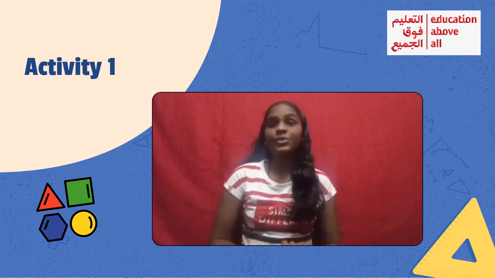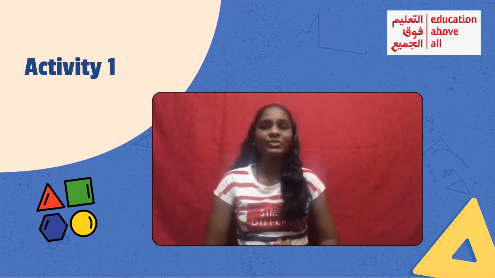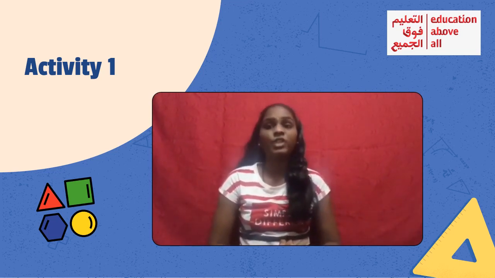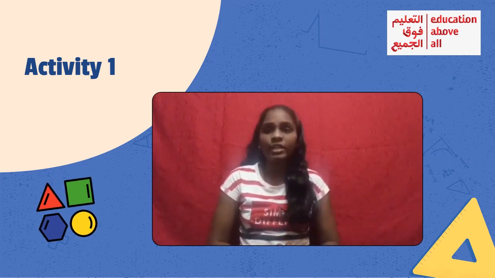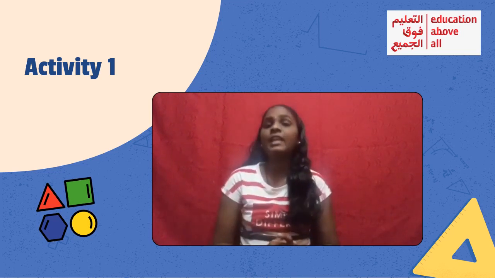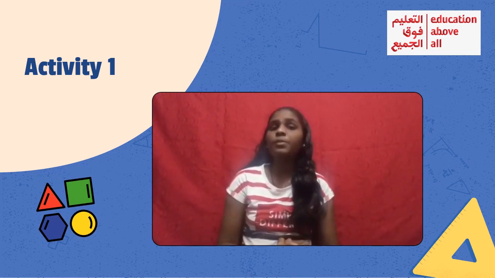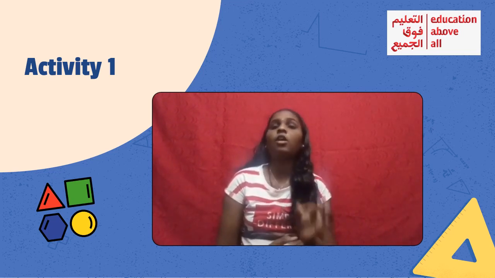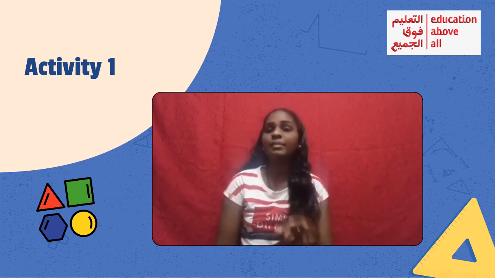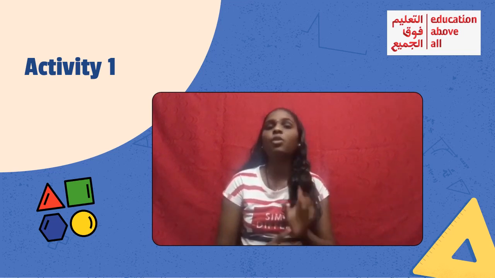Before getting into any activity, let me introduce you to the four basic shapes: triangle, circle, rectangle, and square. A triangle is made of three sides and it has three angles or corners. A circle is a perfect shape of a set of points that are all exactly the same distance from one point, which we call the center.